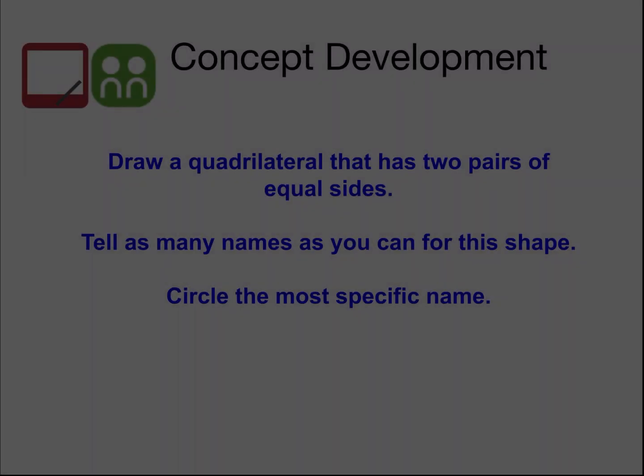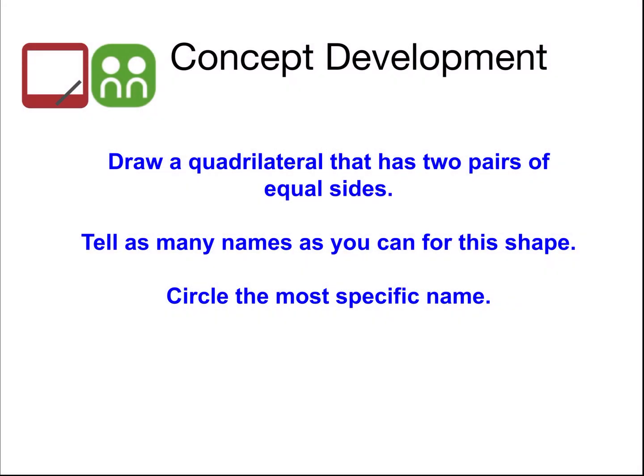All right, so now we're going to move on to our concept development today. Go ahead and draw a quadrilateral. You're going to need your composition notebook or that graph paper packet, the grid paper packet. Go ahead, draw a quadrilateral that has two pairs of equal sides. Two pairs of equal sides. You draw it. Go ahead and draw it. And then underneath that, I want you to tell as many names as you can for this shape.